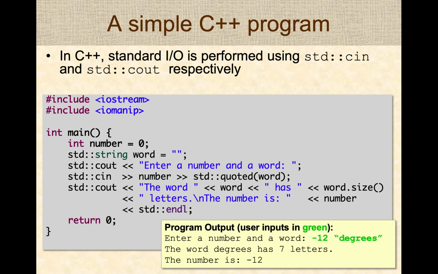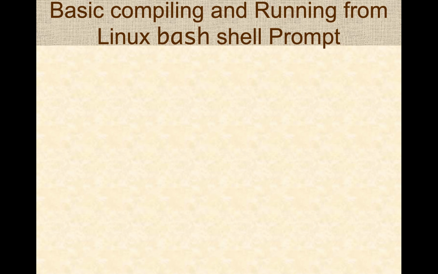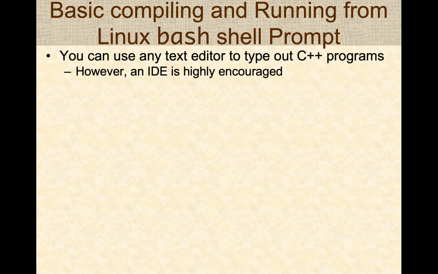Now, when you compile and run this program, it'll prompt you for inputs. The user inputs are shown in green, so the user enters some inputs, and then this program prints some basic information about the inputs back to the user. It's just a simple example. Now, let's see how we can compile and run this example.